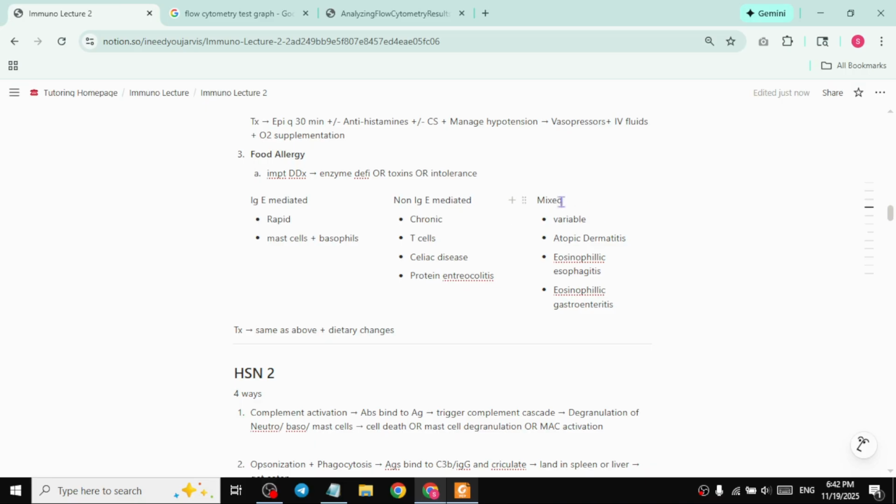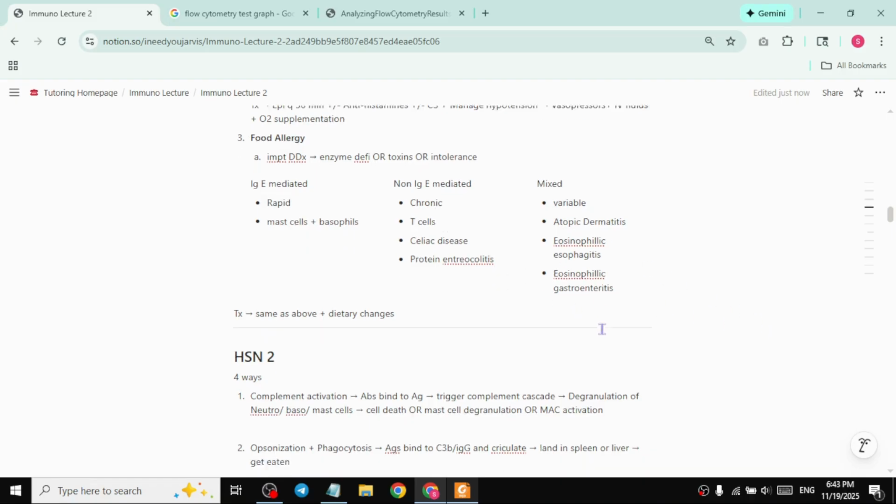Okay. Then comes the mixed part, which is just the overall typical hay fever, right? Or even atopic dermatitis, like the triad that you see, or eosinophilic esophagitis due to, for example, some drugs or something. Or eosinophilic gastroenteritis, again due to some drugs or some pathogen. Something has reacted with the mucosa, leading to eosinophilia, right?